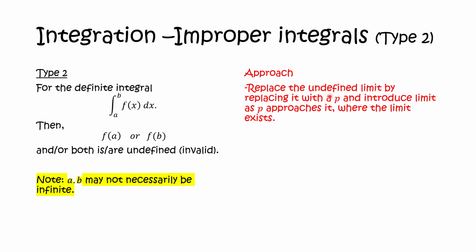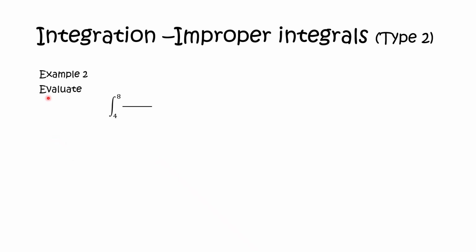The first thing we do, as before, we replace the undefined limit with p and introduce the limit as x approaches that particular limit, where the limit exists. So we are not saying that the limit itself is undefined, but substituting with that limit would result in f of x being undefined. Let's take a look at an example.